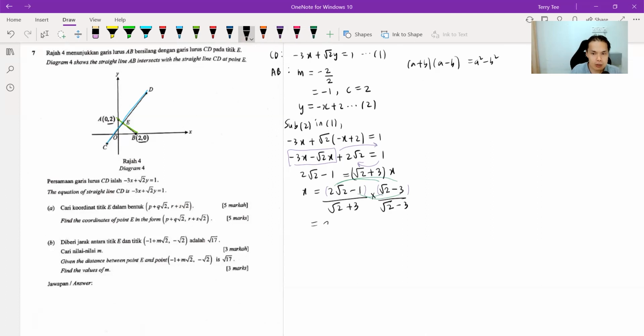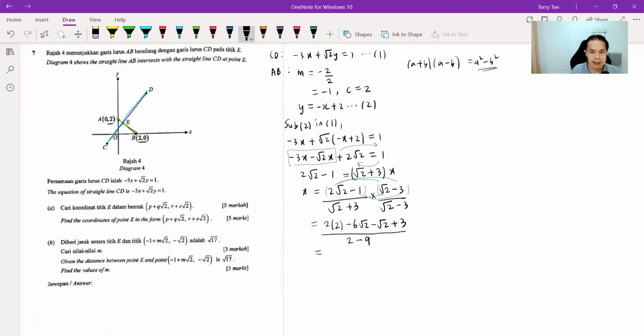So √2 times √2 is 2. √2 times 3 is 3√2. There's a minus √2 and a plus 3. As for your denominator, we have (√2 + 3)(√2 − 3). Again, it is in this format, a squared minus b squared. √2 squared is 2. 3 times 3 is 9.